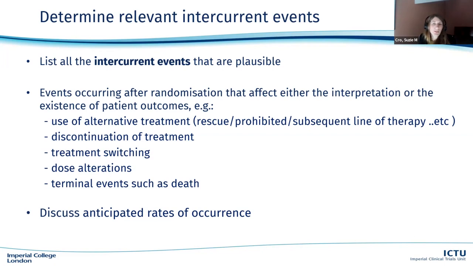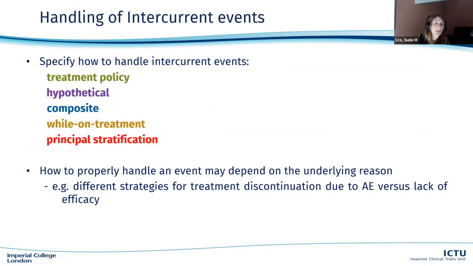Now, it's also important to think about the anticipated rates of occurrence for events, as this might inform the strategy for handling. So you can then begin to discuss how intercurrent events should be handled in line with the objective. So yesterday we met the 5 strategies that we can use. And it might be that you need to use different strategies for different events in the same trial. So we saw that's been done for the COVID vaccine trials and in other trials such as the surgical trial.